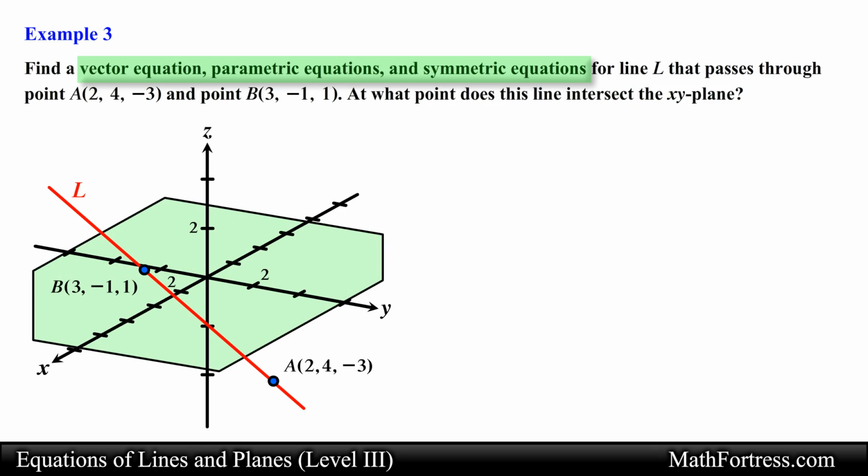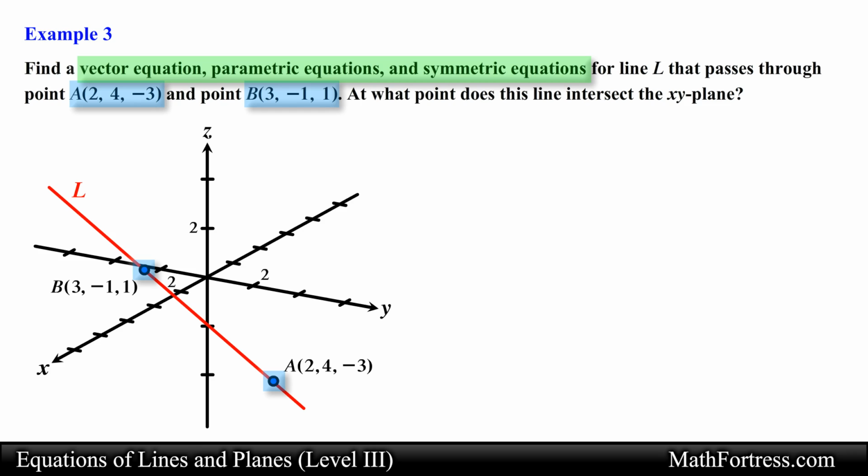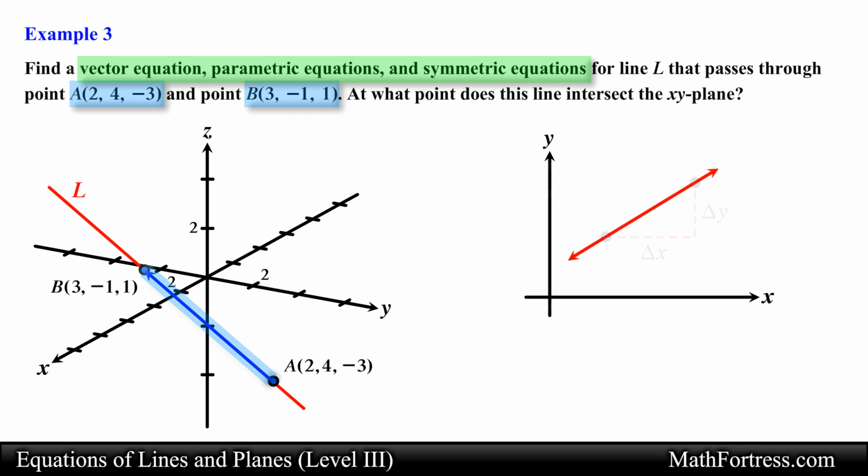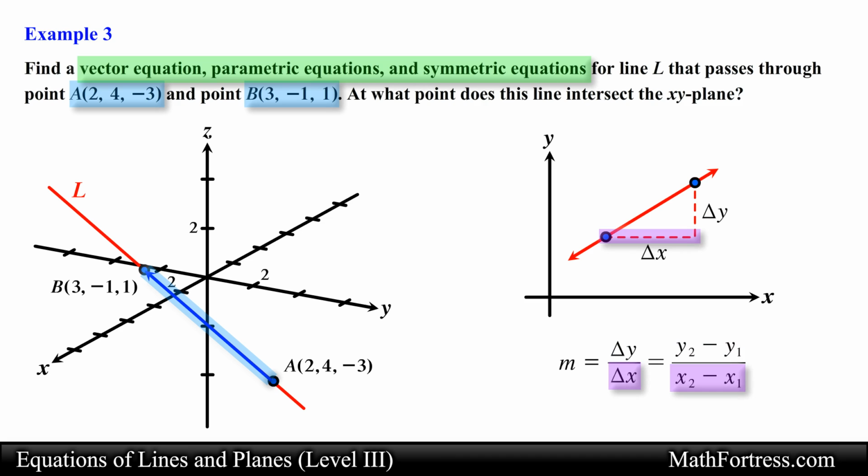Let's first determine the equations of the line. Notice that we are given 2 points, A and B, but we are not provided with a vector that is parallel to the line. We're going to have to generate a parallel vector by using these 2 points. This is very similar to the way we found the slope of a line in R², when we were given 2 points. Recall that we had to find the change in y and the change in x.